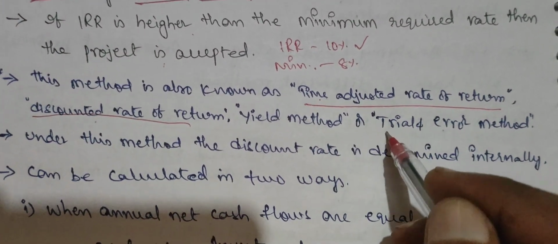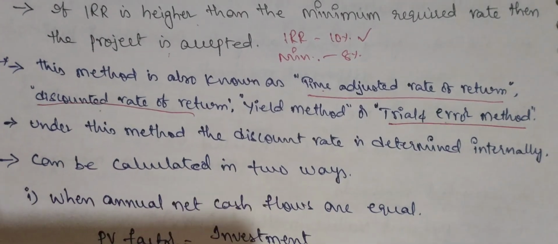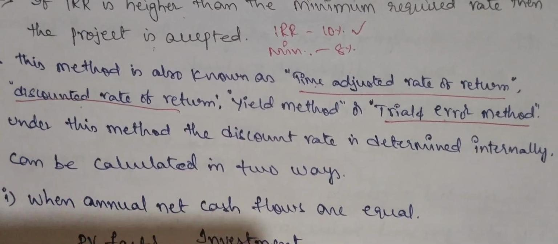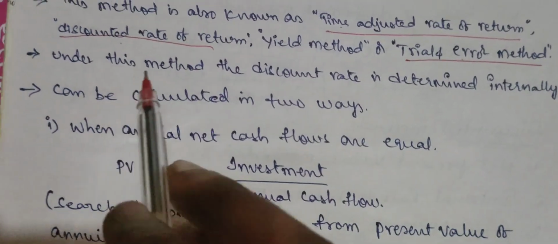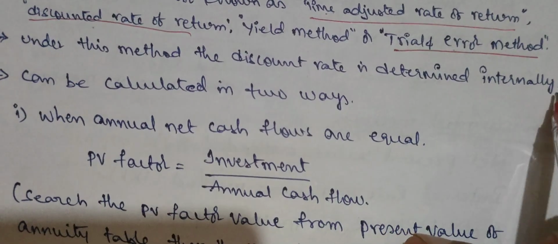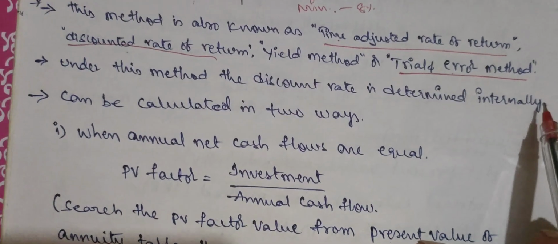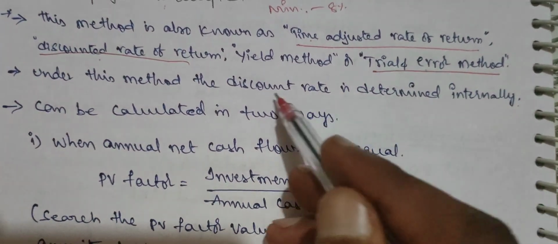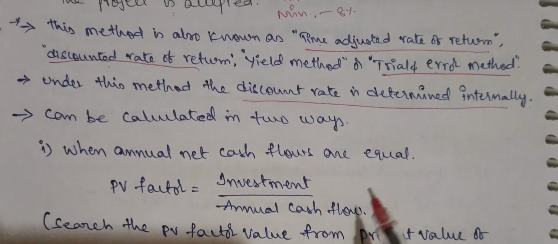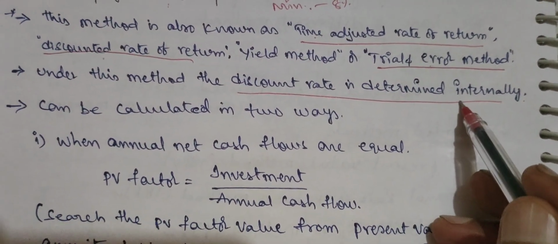And the next, trial and error method. With the help of trial and error method only, means we can check randomly. Then under this method, the discount rate is determined internally. So how much minimum rate of return we require, that discount rate is determined internally by the management.